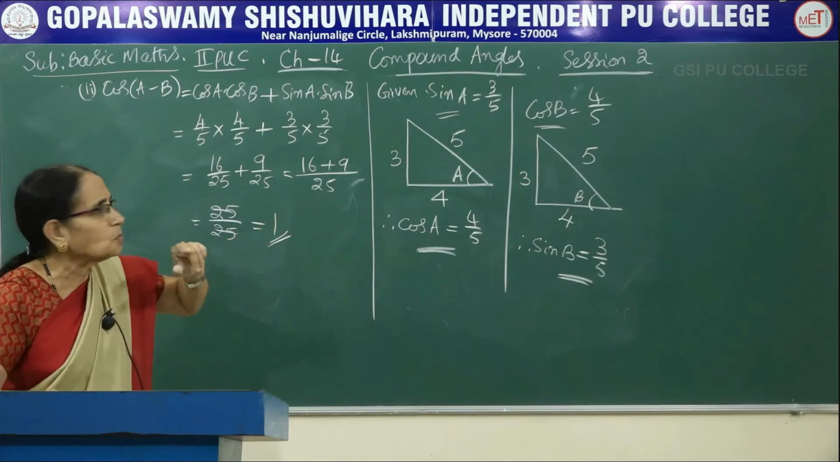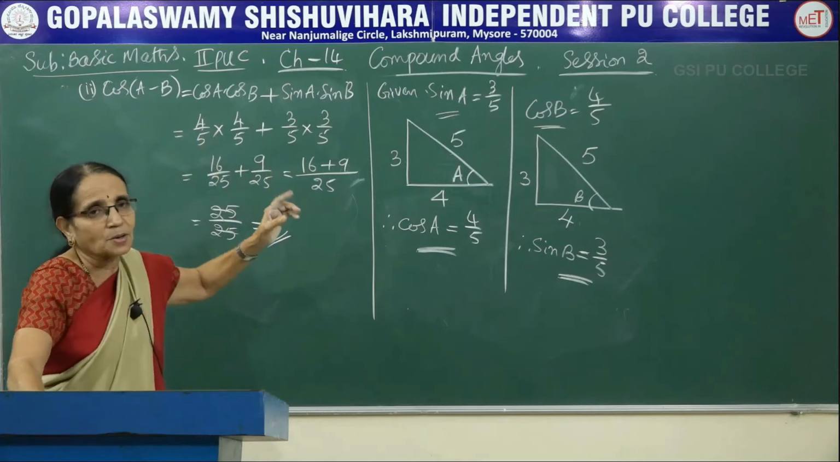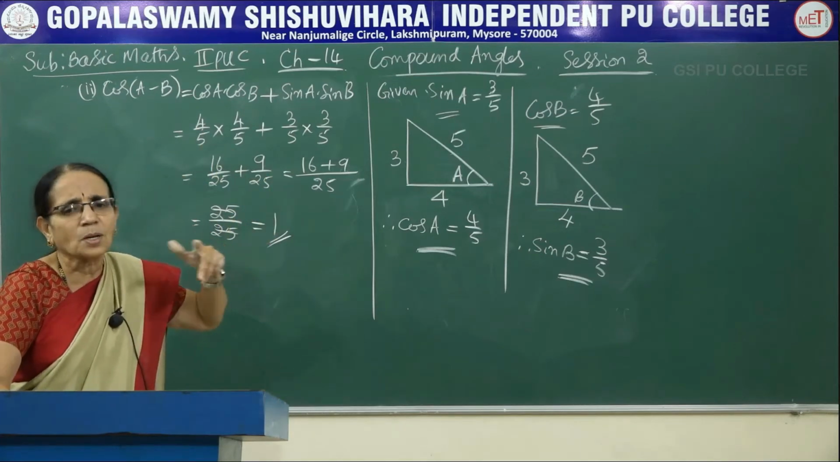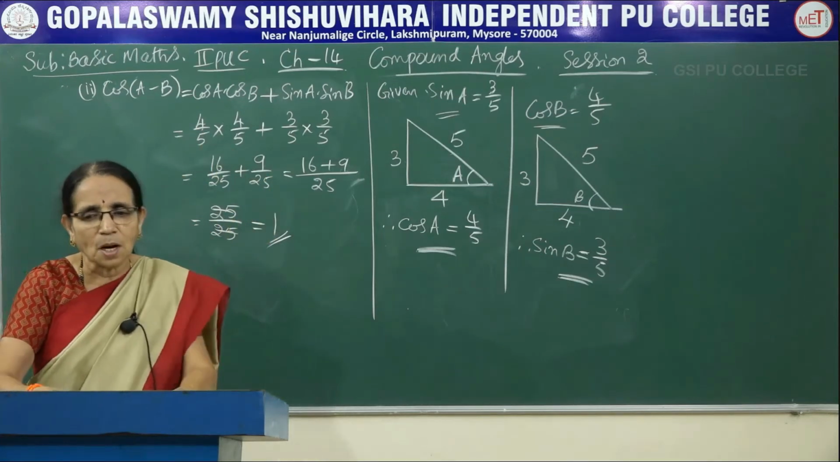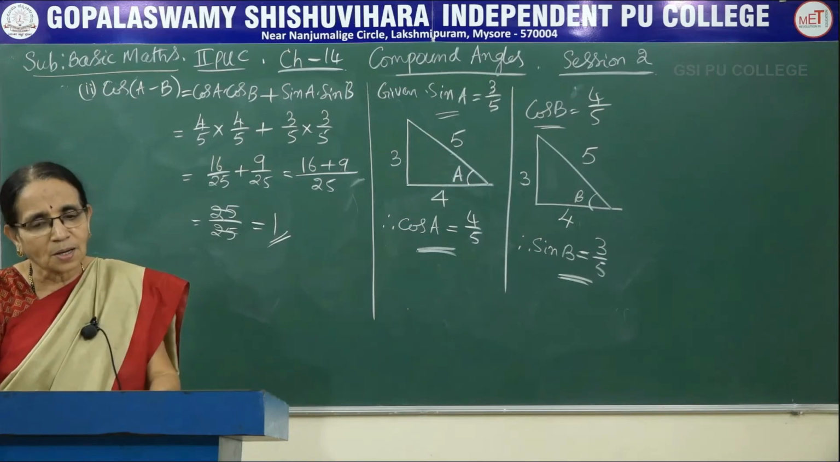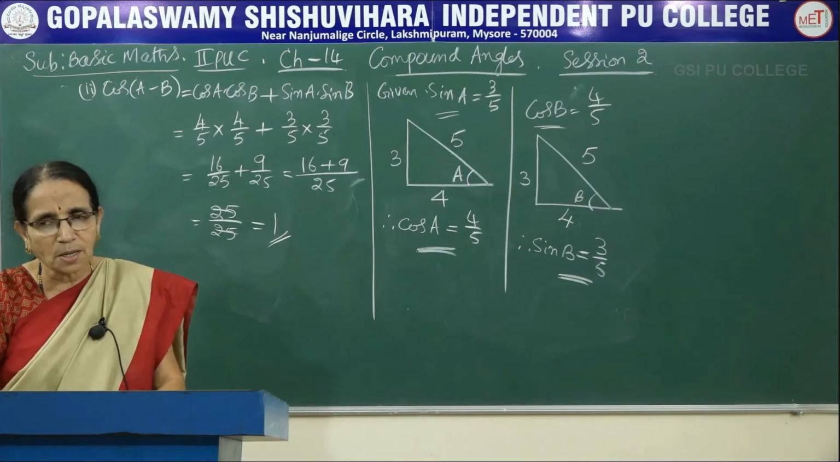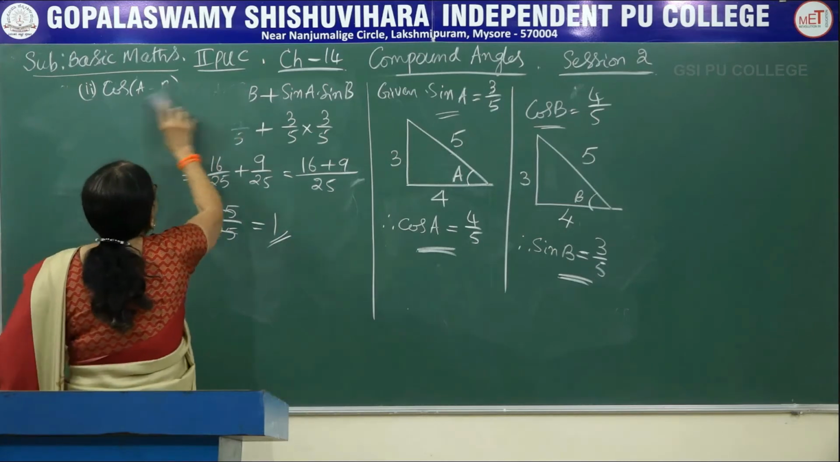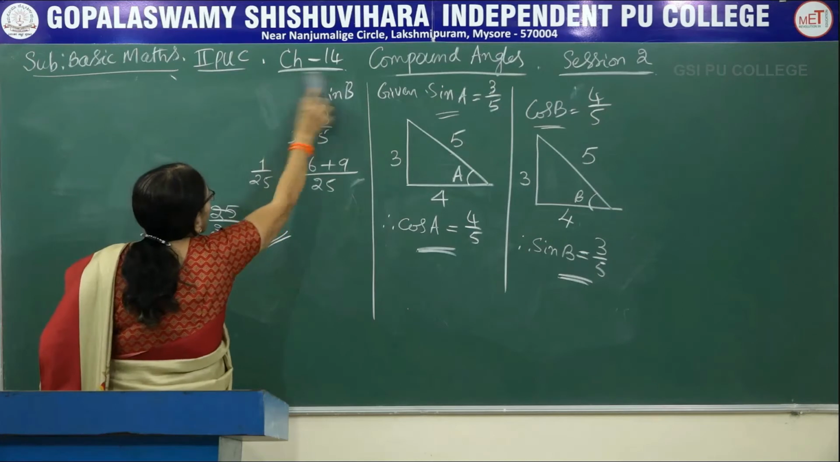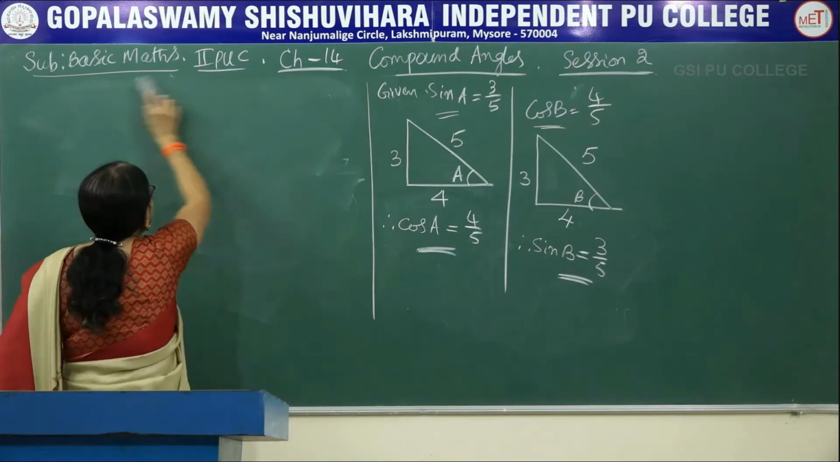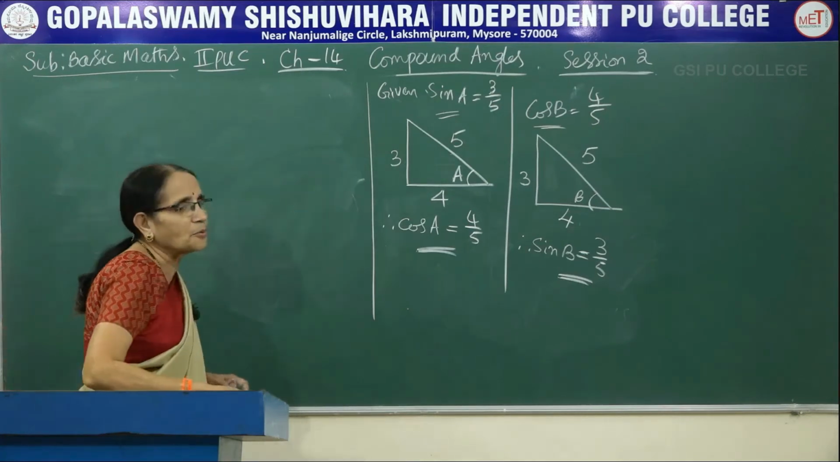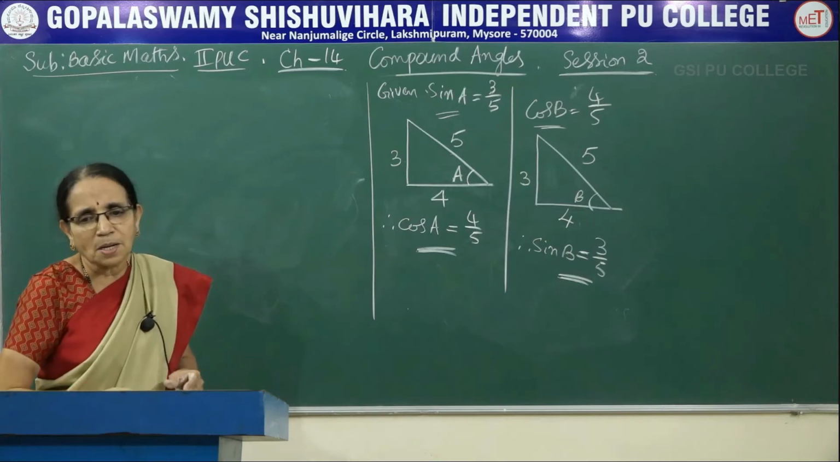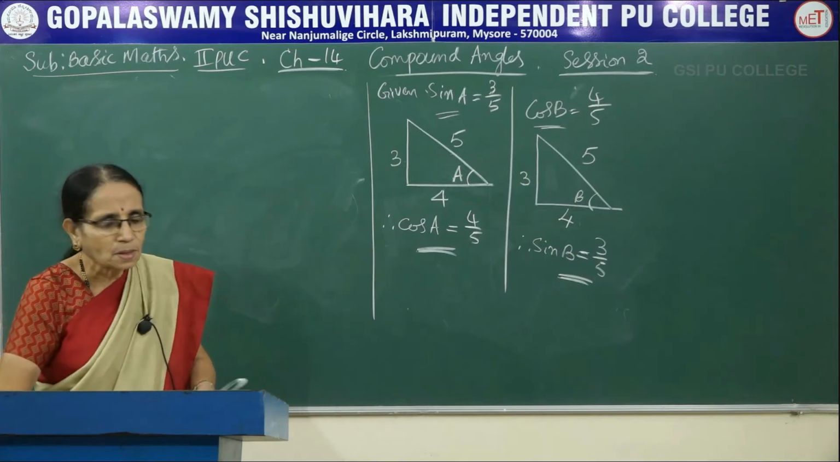If it is asked for a 2 mark question, both of them will not be asked. Either sin A plus B or cos A, any one of them would be asked. Now we move on to the next problem. Here also it is of the same type, the type of data I am giving you, and the same type of calculation we will be doing. The compound angles may be different. Now let me take the next problem.